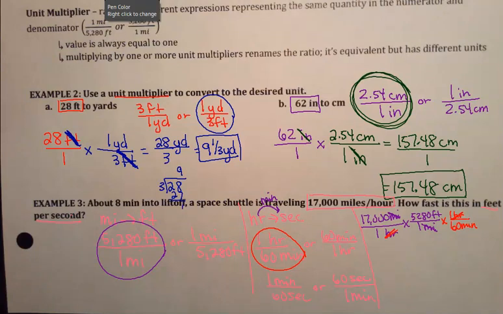Okay, so now we're trying to get our minutes converted over. So we're going to use the one on the left. 1 minute is equivalent to 60 seconds, or the one on the right. 60 seconds is equal to 1 minute.